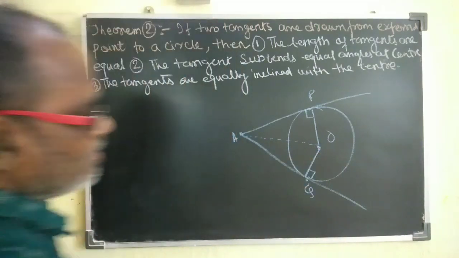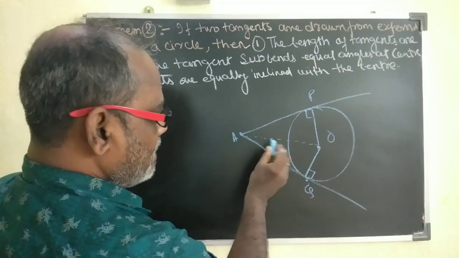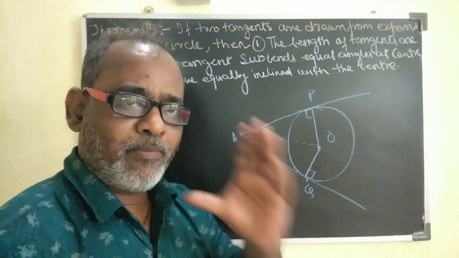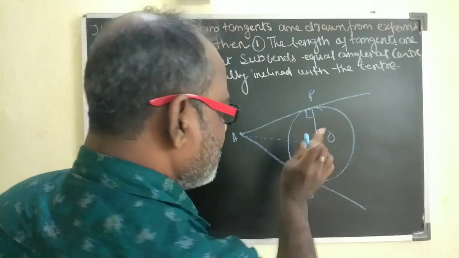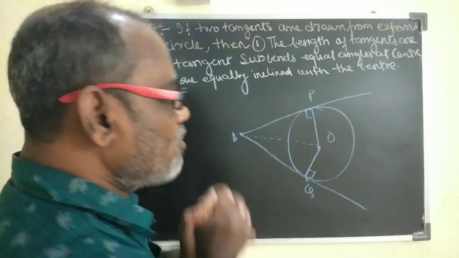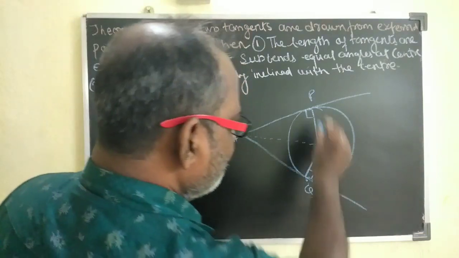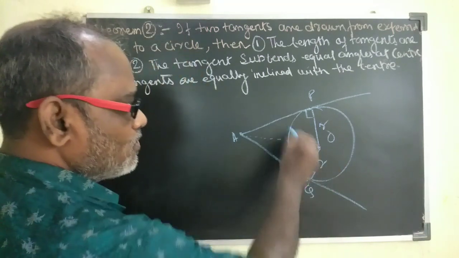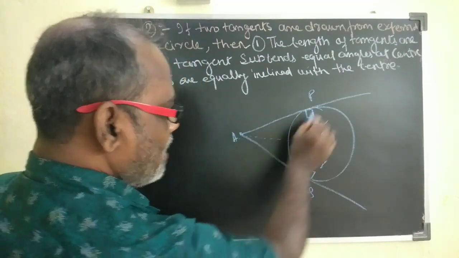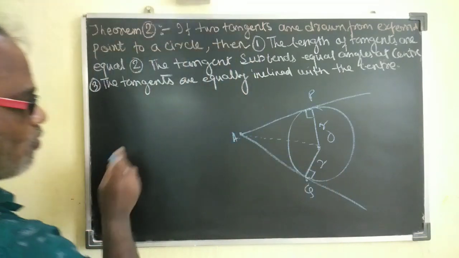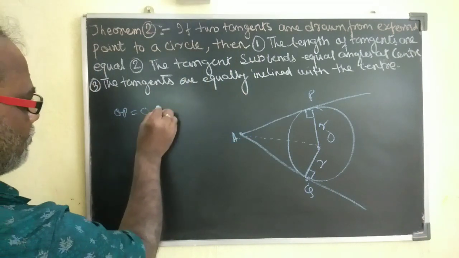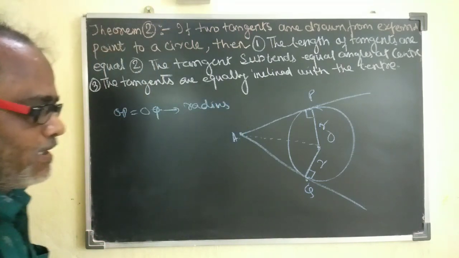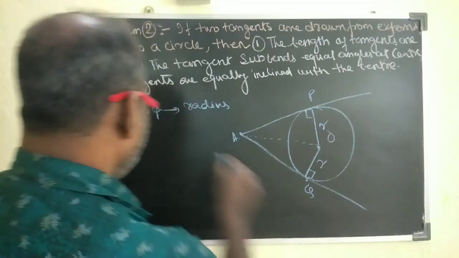Now in these two triangles, triangle APO and triangle AOQ, let me make you understand properly. These two triangles we have to prove congruent. So how to prove congruent? The very simple way is that we know OP is the radius, similarly OQ is the radius. So in these two triangles we have OP equals OQ. Reason: radius. Next, AO is the common side.